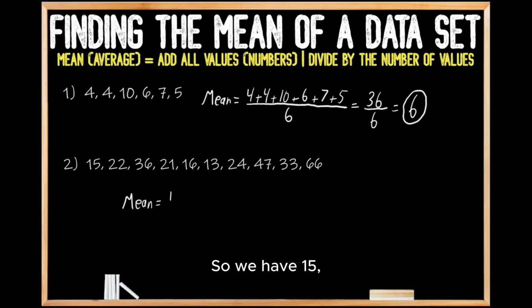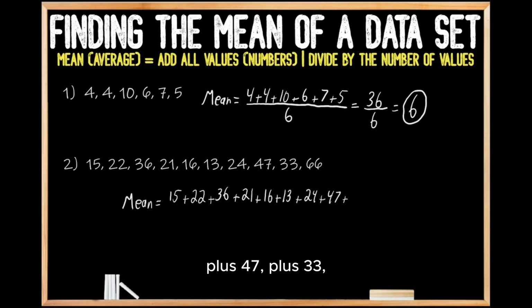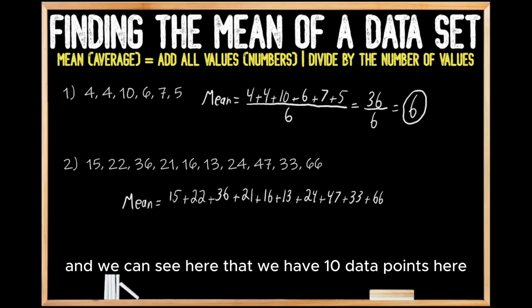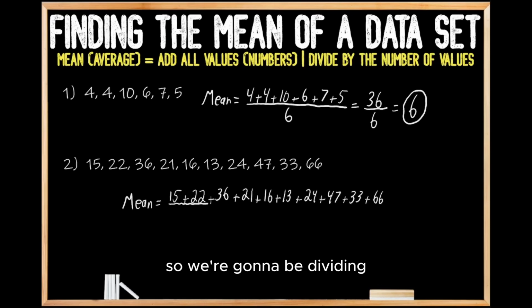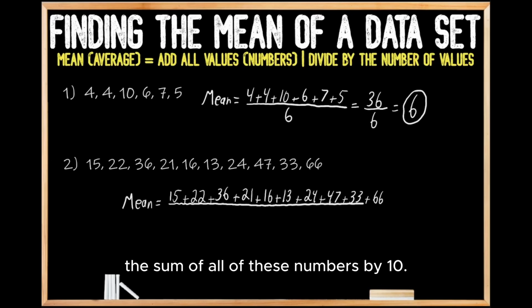together. So we have 15 plus 22 plus 36 plus 21, plus 16, plus 13, plus 24, plus 47, plus 33, and lastly, plus 66. And we can see here that we have 10 data points here, so we're going to be dividing the sum of all of these numbers by 10.